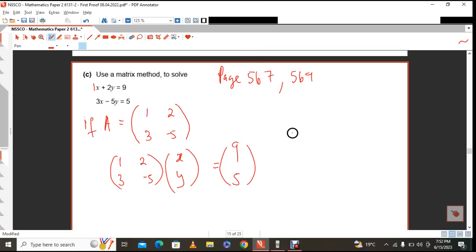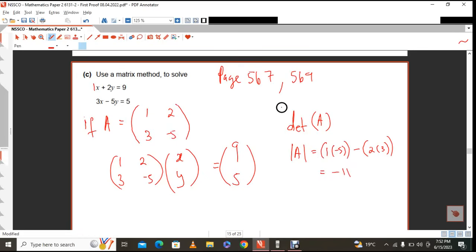But there's also something called the determinant of a set. And the determinant of a set is when you are taking the diagonals, like you say you take 1 times negative 5 subtracted by 2 times 3, okay? 1 times negative 5 minus 2 times 3, those diagonals there. That answer is going to be a number. In this case, the answer is negative 11. So that's the determinant. That's the first thing.